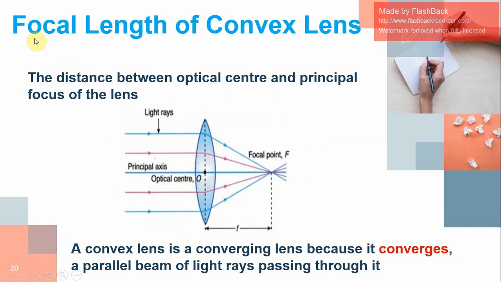Next we discuss the focal length of a convex lens. We already discussed the focal point of a convex lens. The distance between the focal point and the optical center is called the focal length, denoted by the symbol F. The convex lens is a converging lens because it converges a parallel beam of light passing through it. So all the parallel rays are converged at this point, called the focal point. This behavior is called converging.